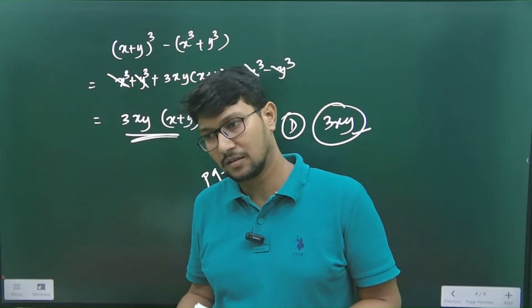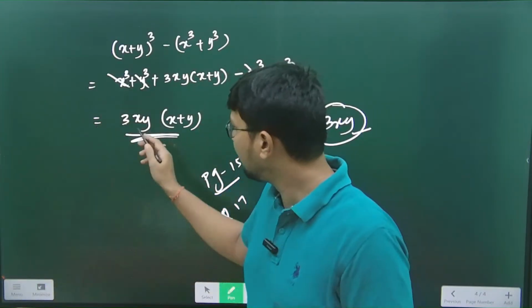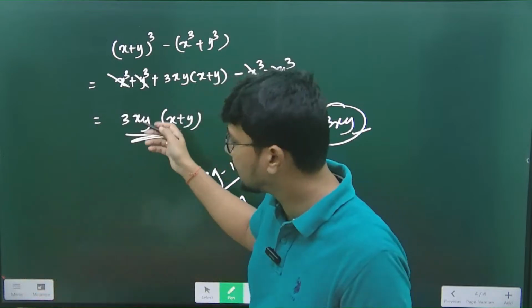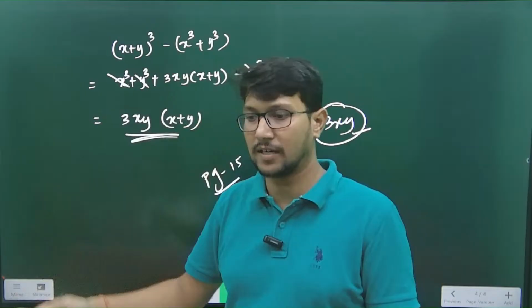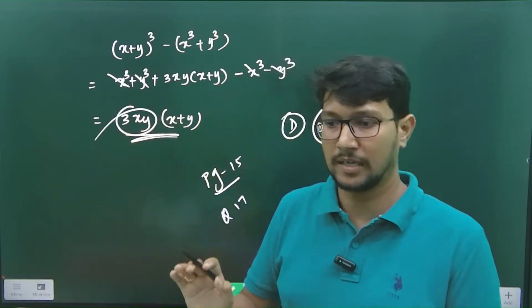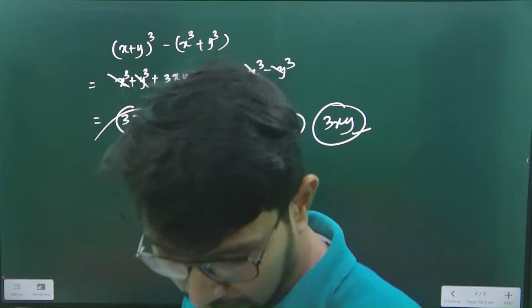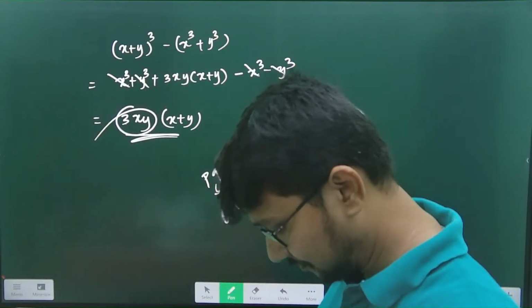Got it? Only if 3 would be there, then you can say 3 is a factor. If x is there, x is a factor. If y is there, y is a factor. If x plus y is there, x plus y is a factor. But which one is there? 3xy. Are you clear? Done? No doubt? Okay. Now I'm moving to another question.